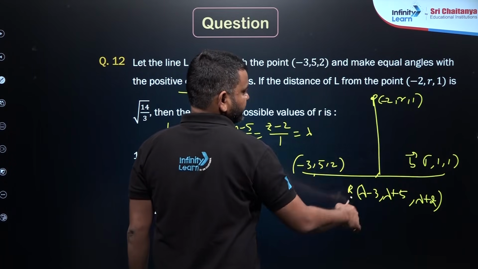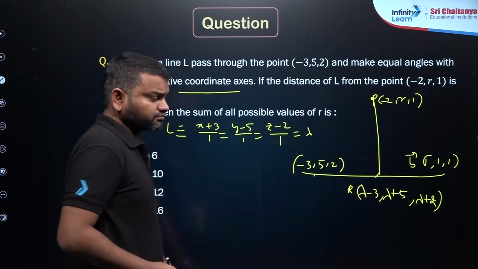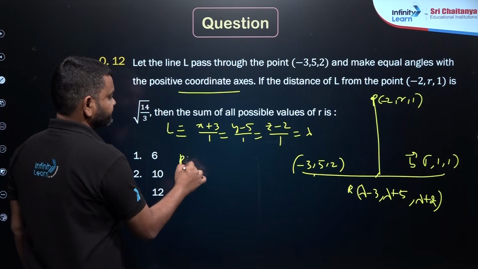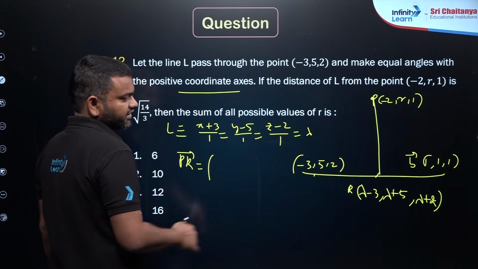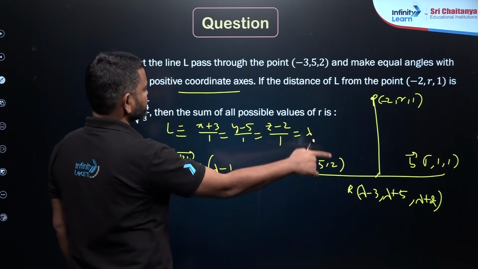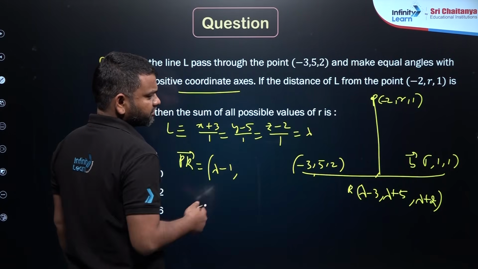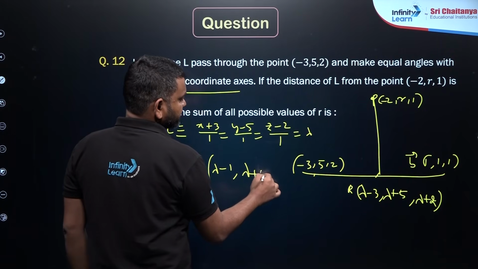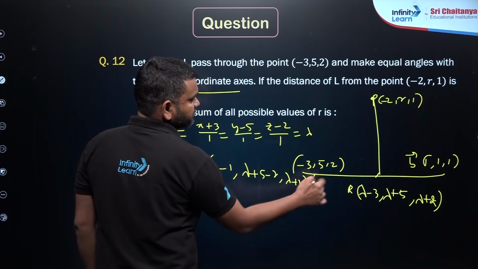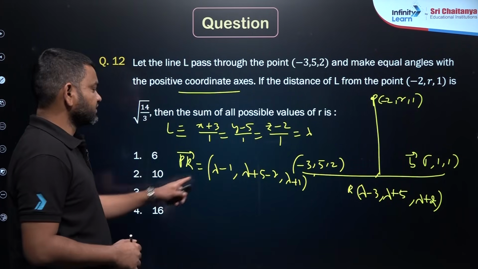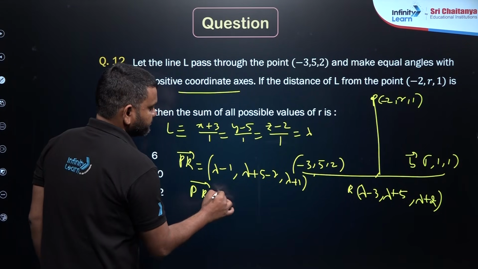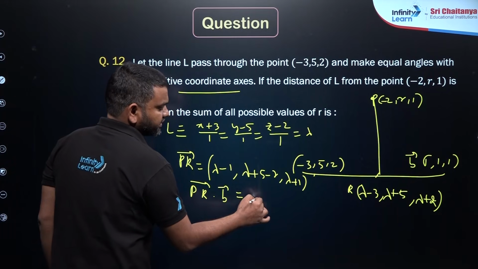Now we know that PR is perpendicular to B. So PR equation, if I am trying to write, PR coordinates are going to be lambda minus 1, because minus 3 is already there, so minus of minus is going to be plus 2, and here lambda plus 5 minus r, and here we are having lambda plus 1, because 2 minus 1 is going to be 1. This is PR dot B. So PR dot B is going to be equal to 0.